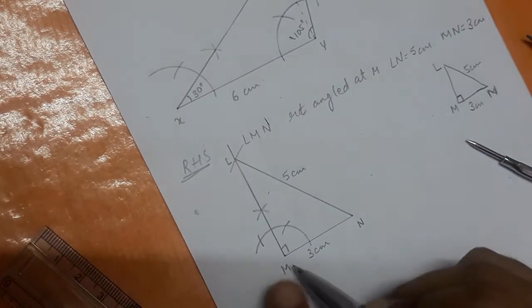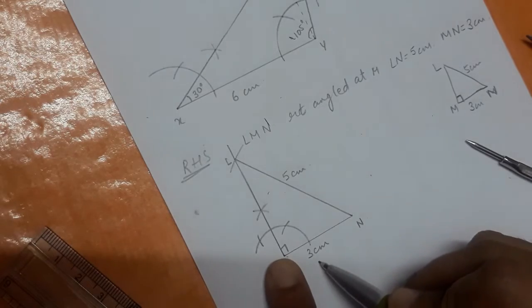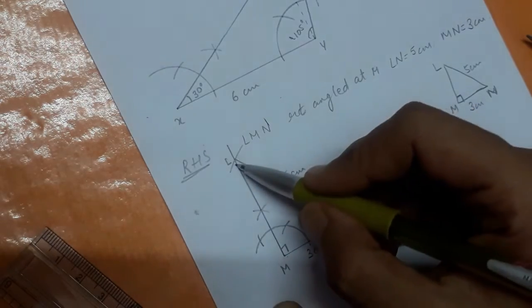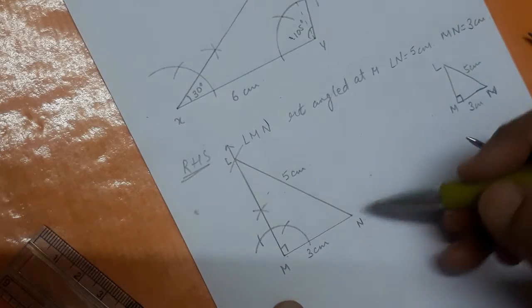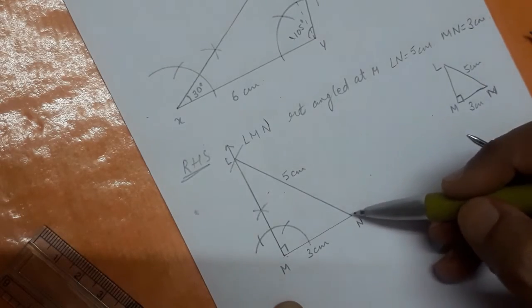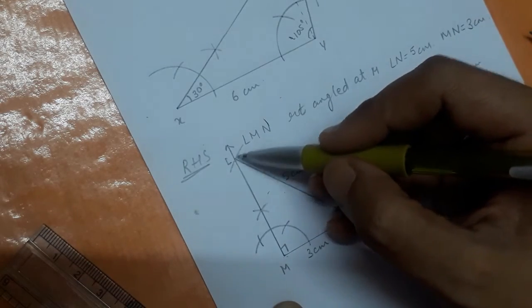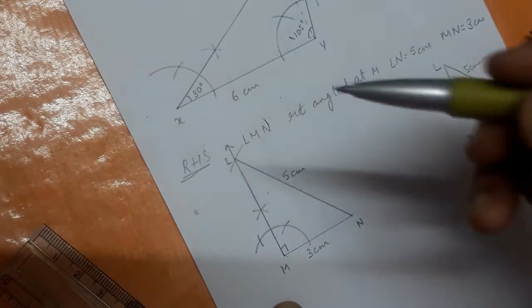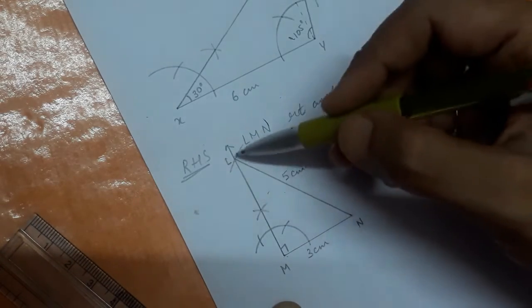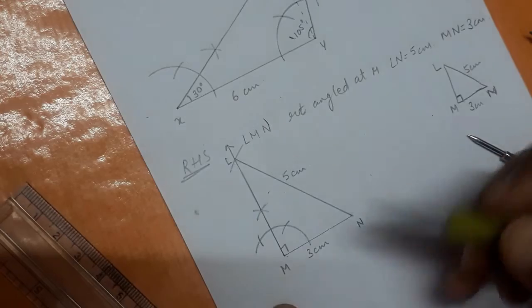So what were the steps of construction? Draw MN equal to 3 centimeter. At M, construct an angle of 90 degree. At N, with N as center and radius 5 centimeter, draw an arc intersecting the ray drawn in the previous step at L. LMN is the required triangle.